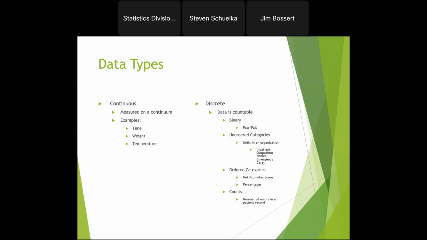Think of units in an organization. In a hospital, for example, you have an inpatient unit, you have an outpatient unit, you have clinics, you have emergency care, you have x-ray, you have dialysis, you have all these different things. They're all part of an organization, but each one has separate functions and does things differently. Then you can have ordered categories.